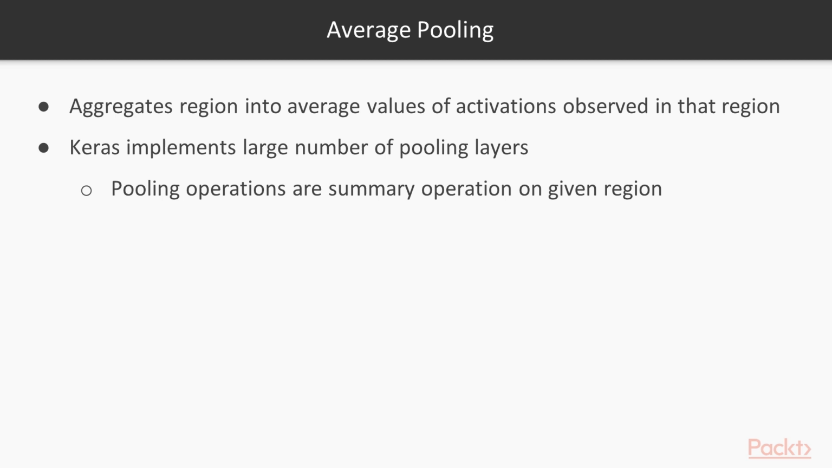Next, average pooling. Another choice is average pooling, which simply aggregates a region into the average values of the activations observed in that region. Note that Keras implements a large number of pooling layers. In short, all pooling operations are nothing more than a summary operation on a given region.